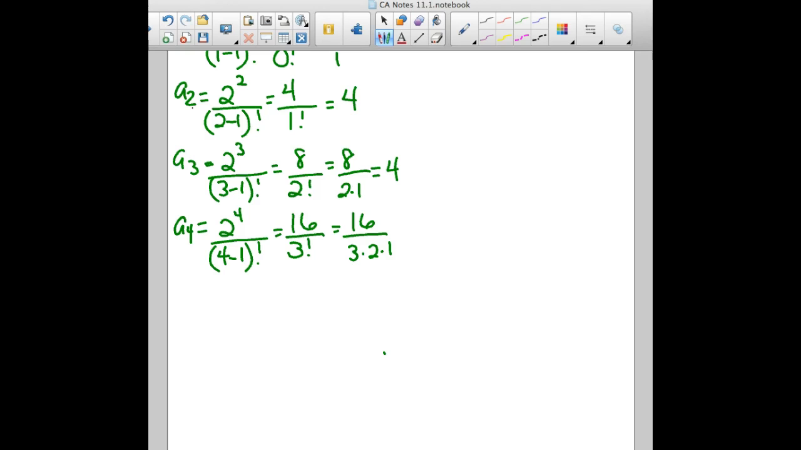Now, we can multiply that out and have 16 divided by 6. We could do some reducing. For example, we could divide a 2 out and make this an 8. We're going to end up with 8/3 either way as our reduced answer.